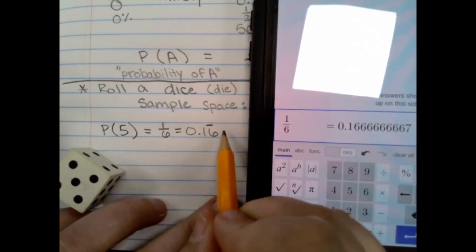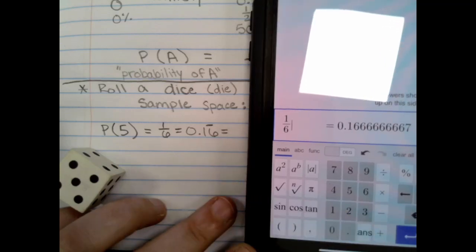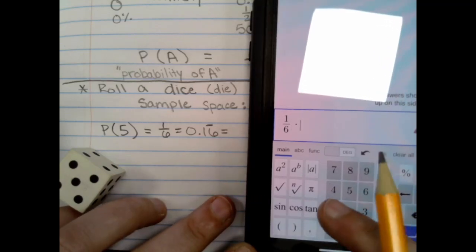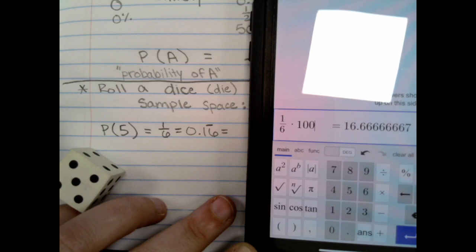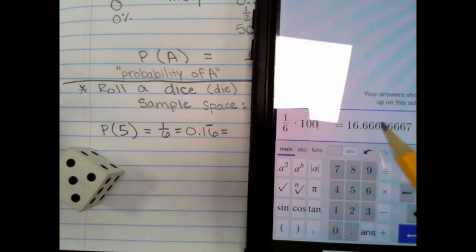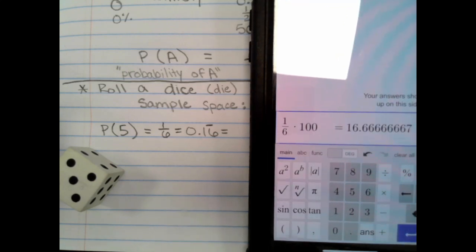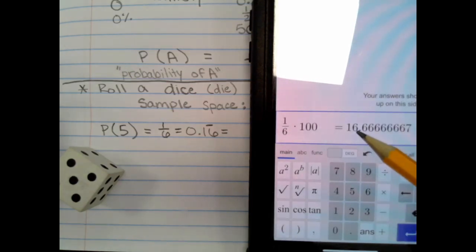Or in our calculator, we can multiply by 100 because percent means per 100. So let's just round to the nearest percent. Do we want this to be 16% or 17%? Probably 17. Yeah, that 0.6 tells us to stay the same or round up. Round up, so 17%.